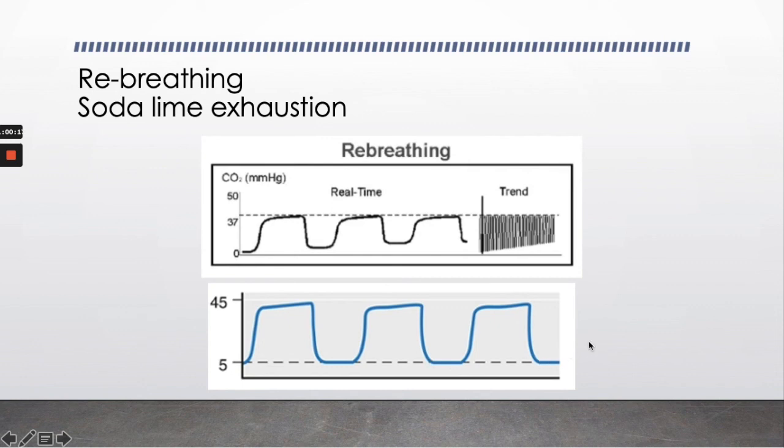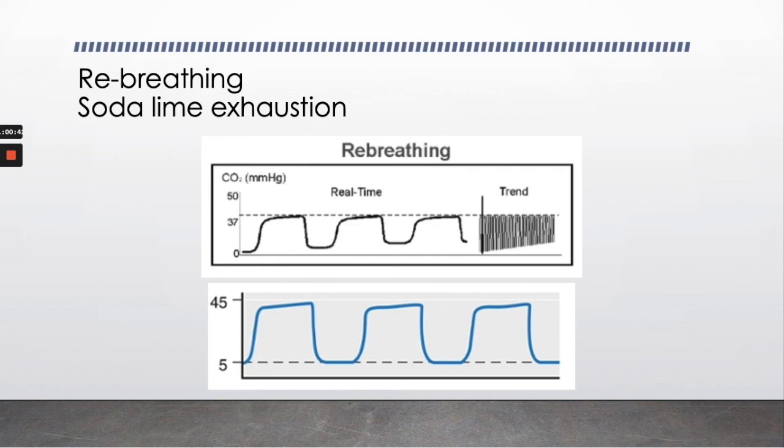So a differential diagnosis could be an incompetent expiratory valve, exhausted CO2 absorbent, gas channeling through the absorbent as well, or an imperfectly calibrated capnometer, which could happen. But more than likely, it's your soda lime being exhausted.